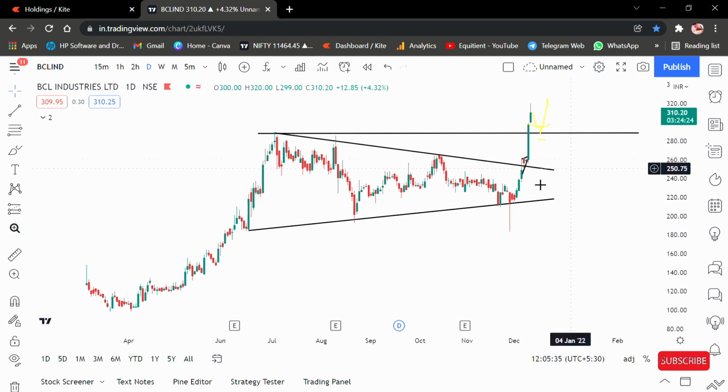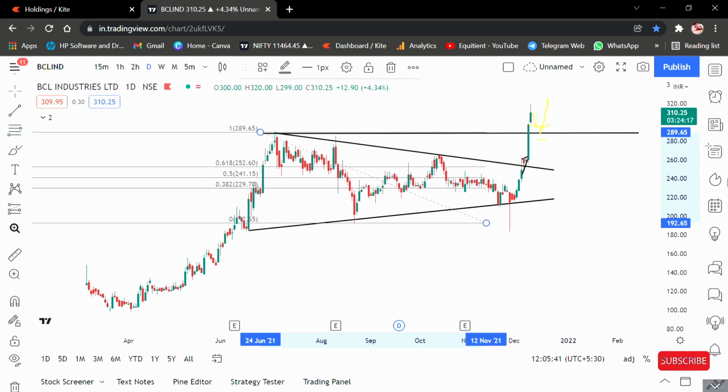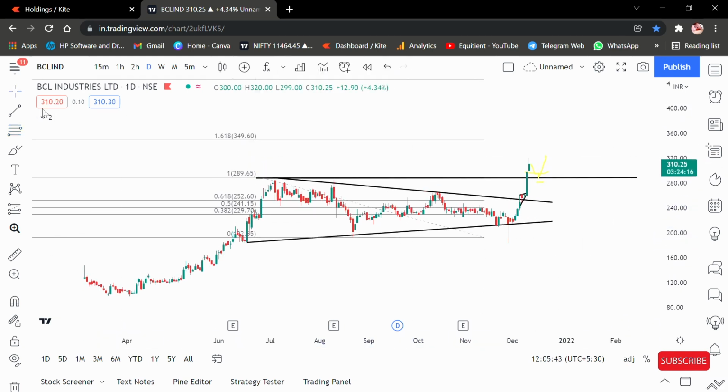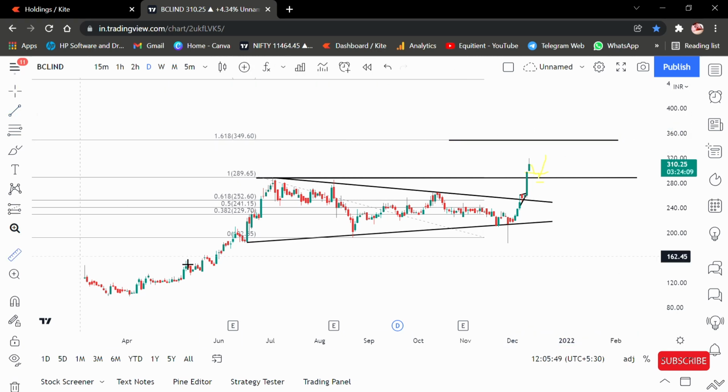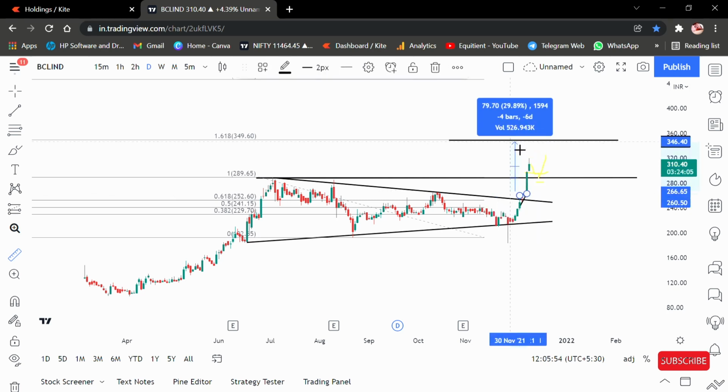So let me show you what target I am expecting. So this is Fibonacci. So the target I am expecting is somewhere around here. So this is the target I am expecting. Let me show you how much percentage it is. So almost a 30% target I am expecting from this stock.